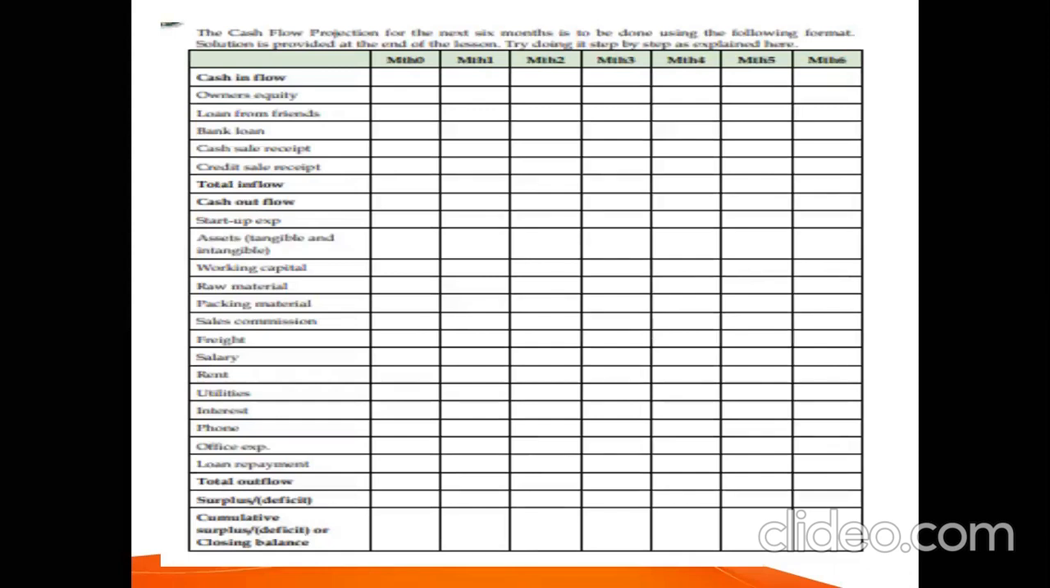The pro forma for cash flow projection month wise is here on your screen. Inflow and outflows are listed and total differences is derived. The difference of inflow and outflow is the balance that remains in hand with an entrepreneur at the end of a particular period of time.